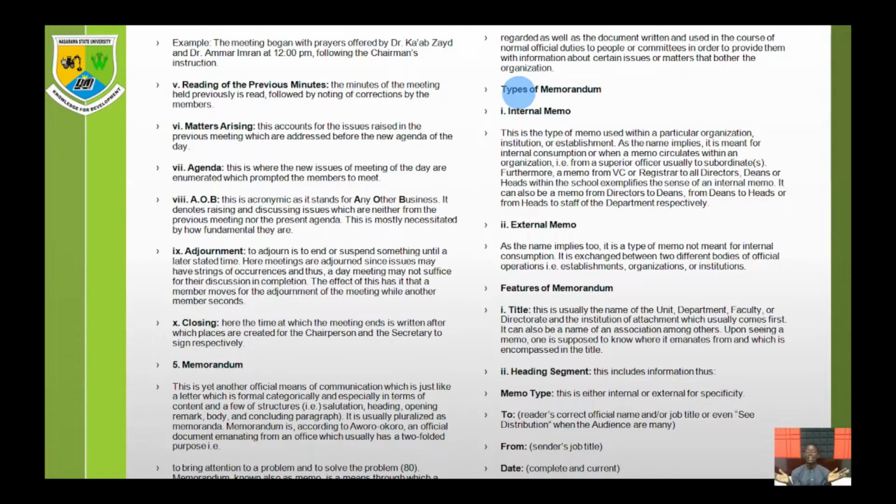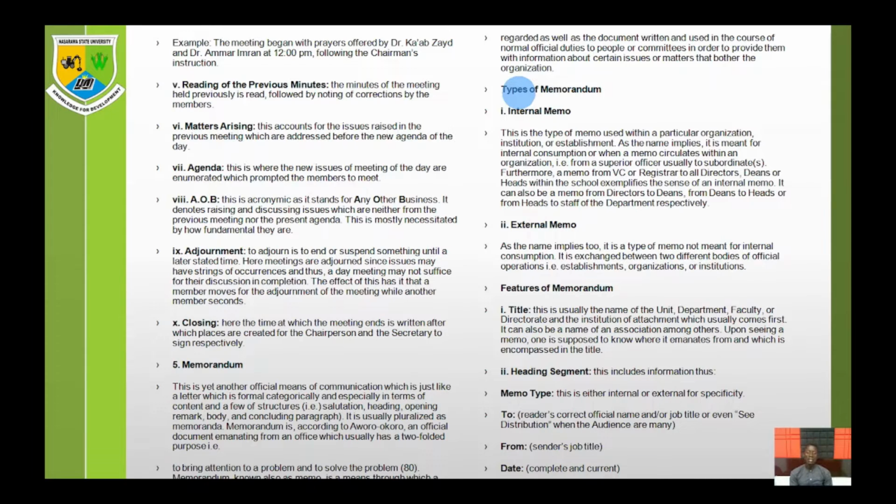Every memo has what we call structures or features. The first one is the title. This is usually the name of the unit, department, faculty, or directorate, and the institution of attachment, which usually comes first. It can also be the name of an association, among others. Upon seeing a memo, one is supposed to know where it emanates from, which is encompassed in the title. For instance, Nasarawa State University, Faculty of Arts, Department of English. This is the title now. It shows the institution and where the department is domiciled, that is a faculty. Institution, then faculty, before the department. And that is just what we say about the title.